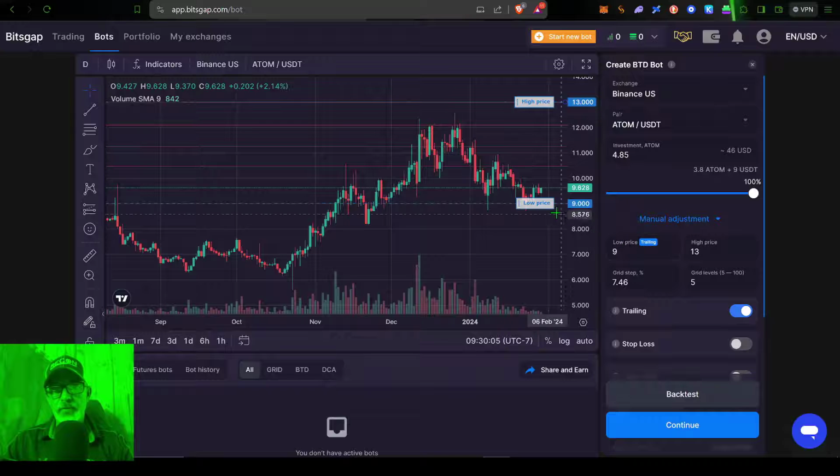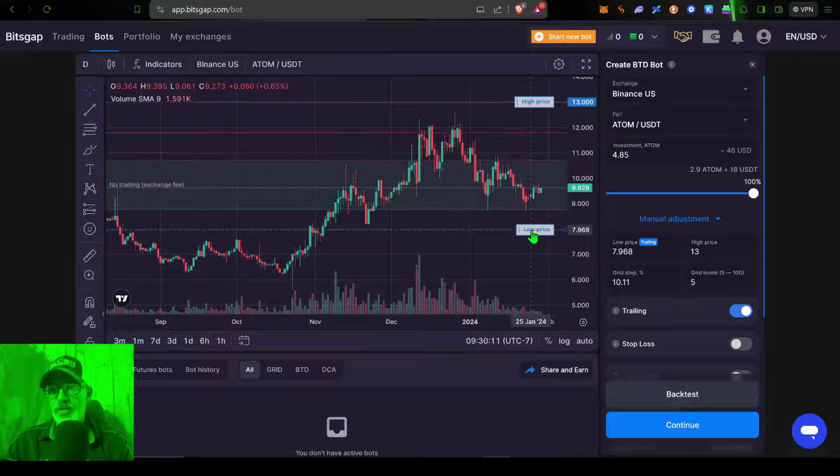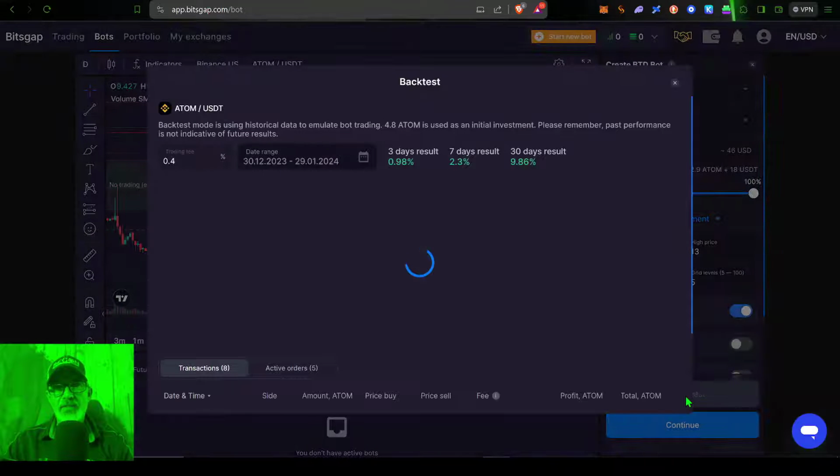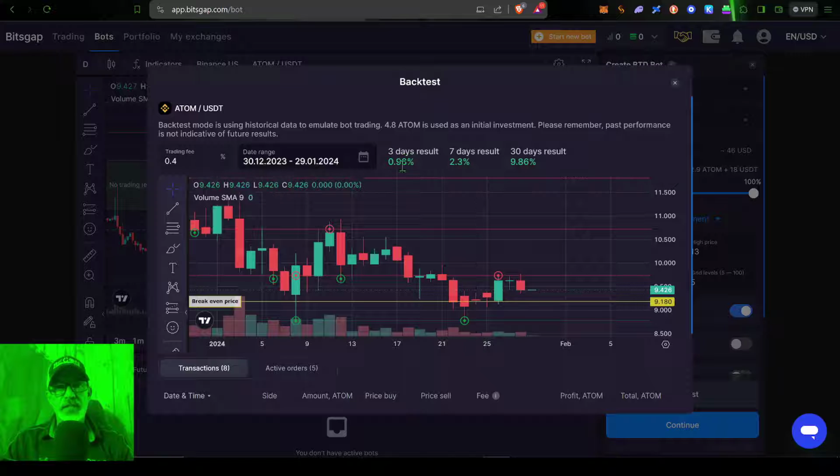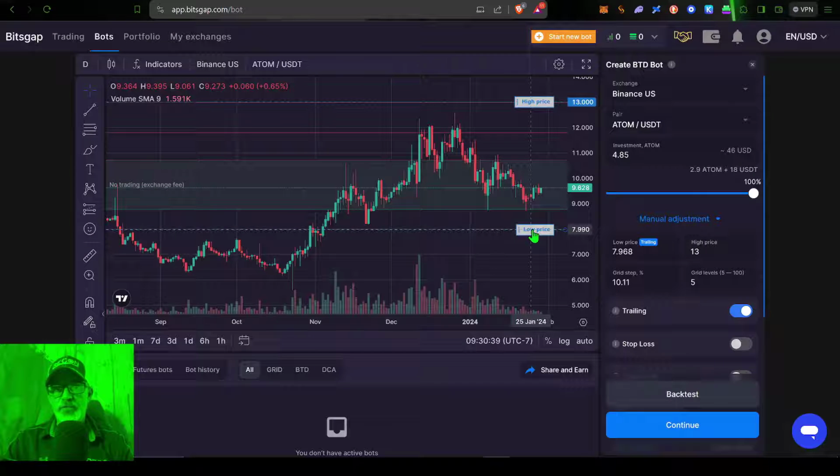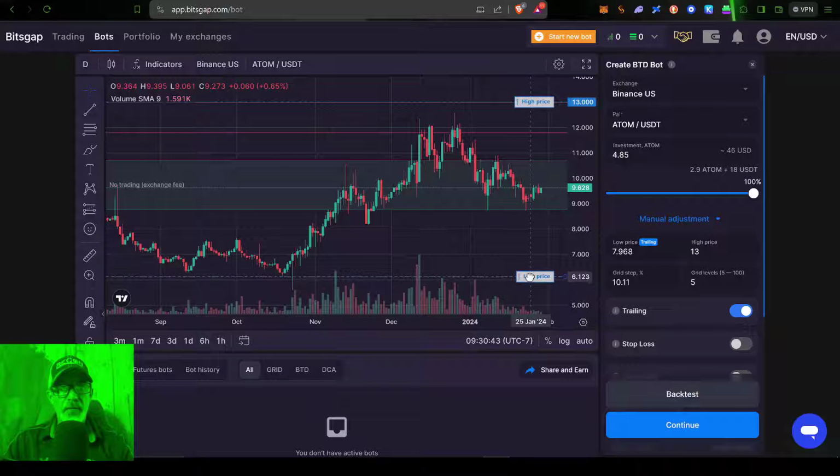However, we can play with a few settings, like if we take this low price down here to say around $8, and now you see the grid step jumped up to 10%. Let's go ahead and click back test. And you can see the 3-day result jumped up to almost 1%, and the 30-day result jumped up to almost 10%.